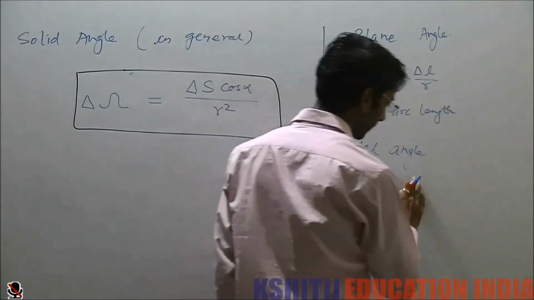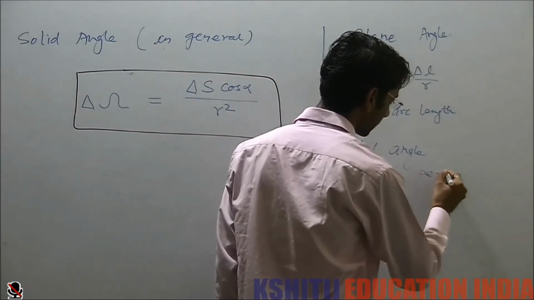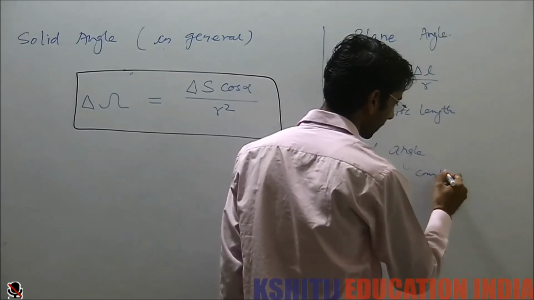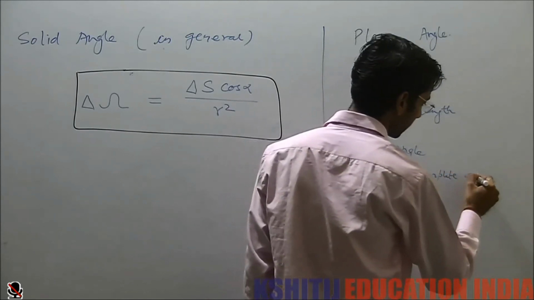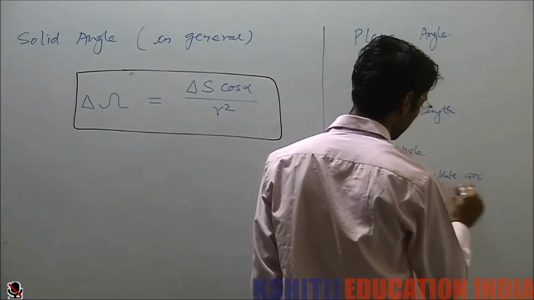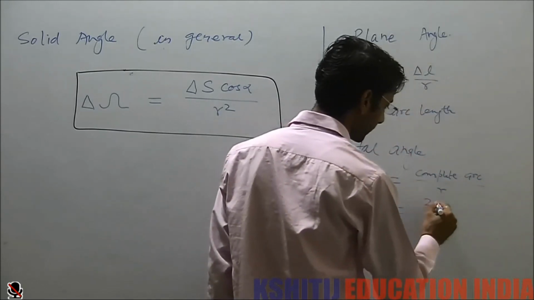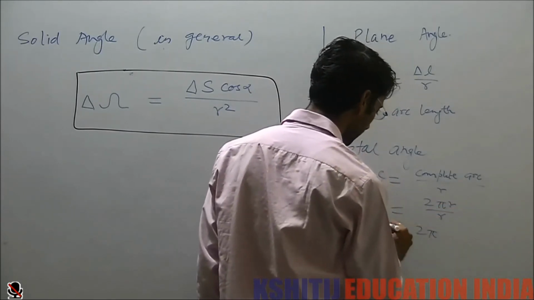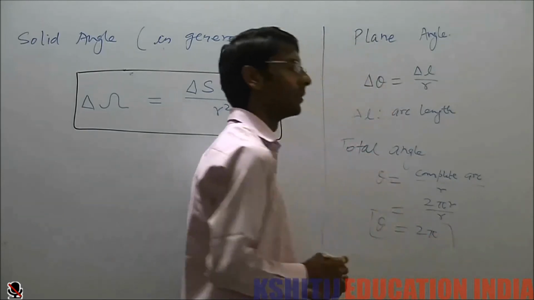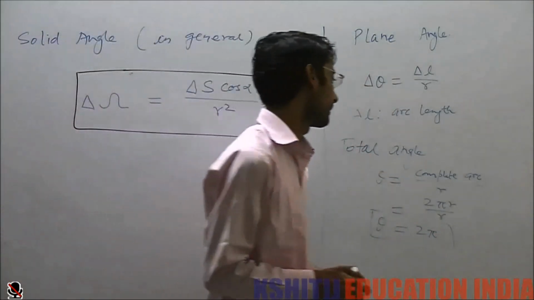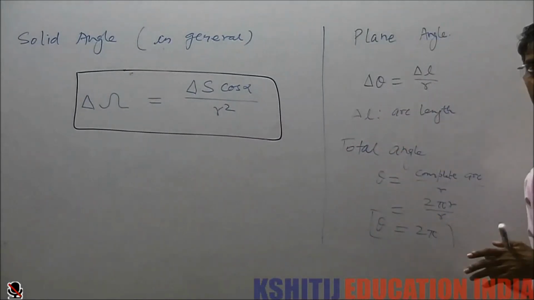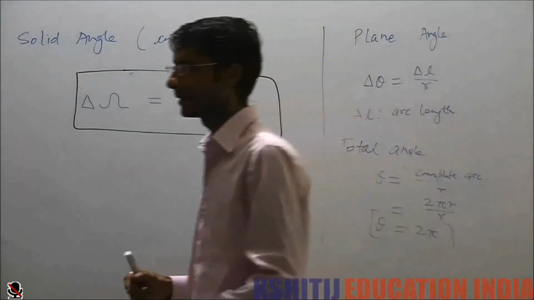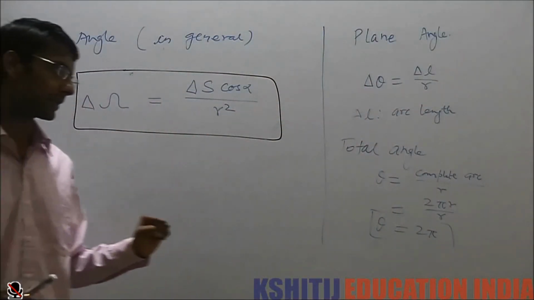So total angle theta will be the perimeter of this circle, the complete arc, divided by r, that means twice pi r divided by r, or 2 pi. It simply says that 2 pi is the angle which will be made by a closed curve. So whenever we have a complete closed curve, it will be 2 pi plane angle that can be created at any point.